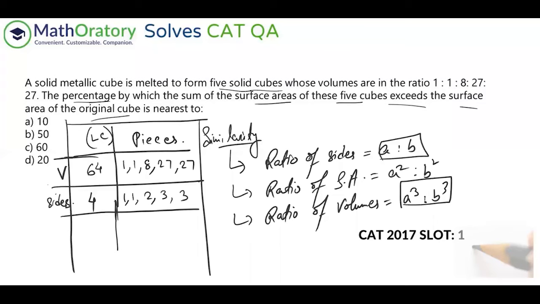Now, finally coming to the surface area, that is a requirement, right? If I can figure this out, then I can figure out the percentage. So surface area again, from here to here, will be squared. So we know the ratio of sides: 4 here and 1, 1, 2, 3, 3. Just square everything. So you get 16 here. Now the pieces' surface area: this is 1, this is 1, this is 4, this is 9, and this is 9.